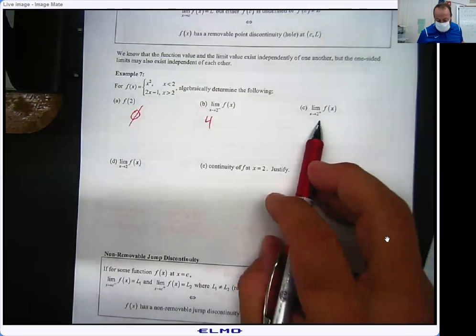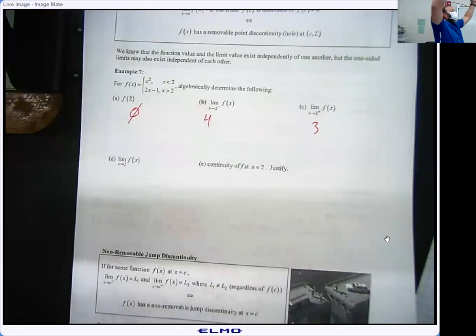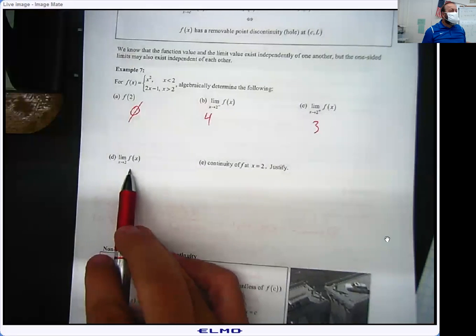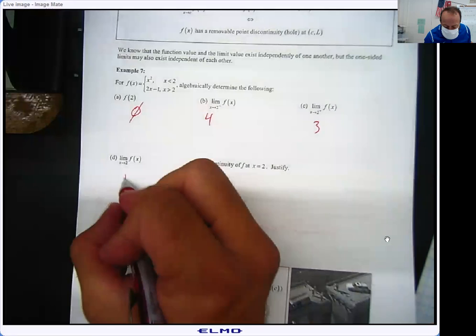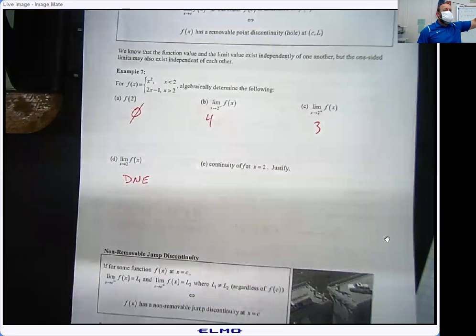How about if we come from the high side? 3. Oh, wait a minute. What does that mean? It jumps. So what's the answer to this question? Now, you're going to see that very frequently in a calculus class. DNE, which stands for does not exist. Yes.